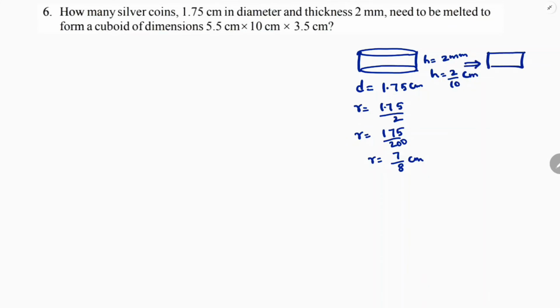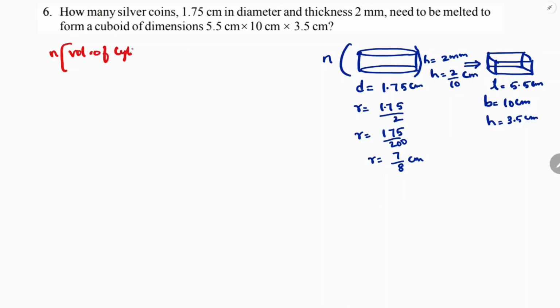This is melted and they got the cuboid whose dimensions are, like here, length is 5.5 centimeters, breadth is 10 centimeters, height is 3.5 centimeters. So they're asking how many coins should be melted. So here I'll write N. So while writing the formula, N into volume of cylinder, which is nothing but the coin, is equal to volume of cuboid.